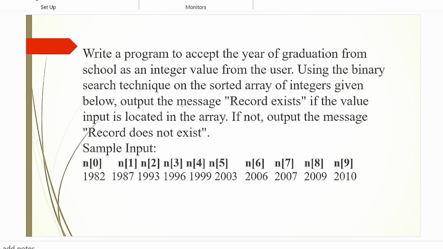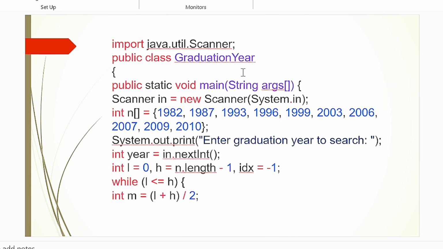Here it is an integer array of 10 elements, which begins from 0 and ends at n minus 1, that is 9, because the index position usually begins at 0. Followed by the years. Now let us see the code. Here we are importing the Scanner class, and the class name is graduation year; you can also give it as binary search. Start the class, write the main, and create the Scanner object.